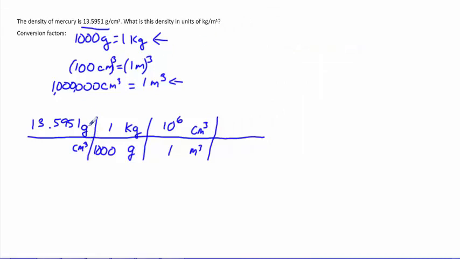Now, what happens is that when I multiply across, these grams here will cancel with the grams there. And the centimeter cubed on the bottom will cancel with the centimeter cubed on the top. So the units we are left with is kilograms on the top and meters cubed on the bottom. Kilograms on the top and meters cubed on the bottom. Now to plug this in your calculator, you multiply by everything on the top and divide by everything on the bottom. So 13.5951 times 1 times 10 to the 6 divided by 1,000 divided by 1 should give you, it's going to be move the decimal place basically.